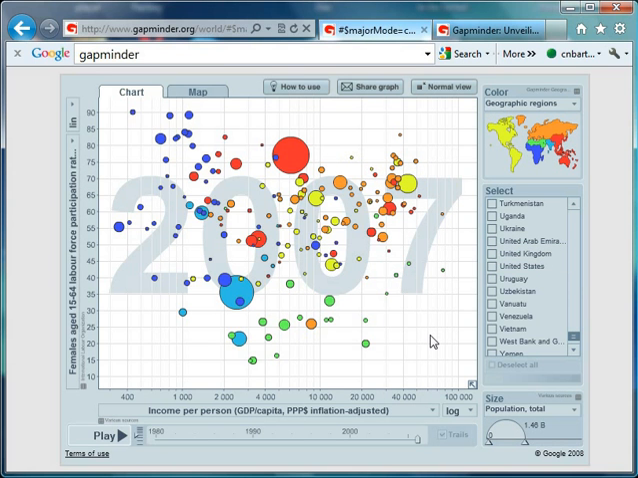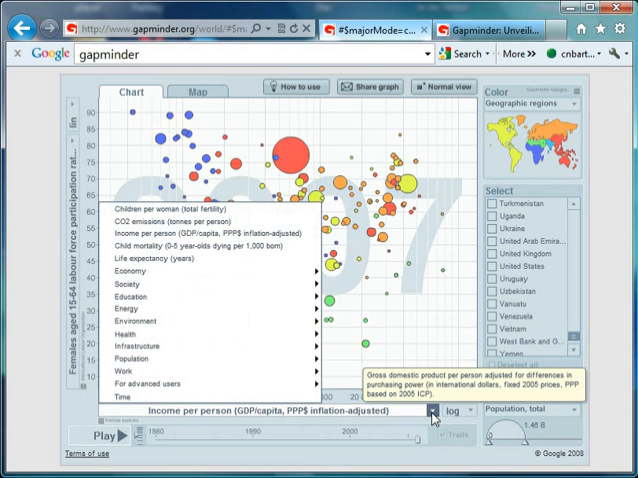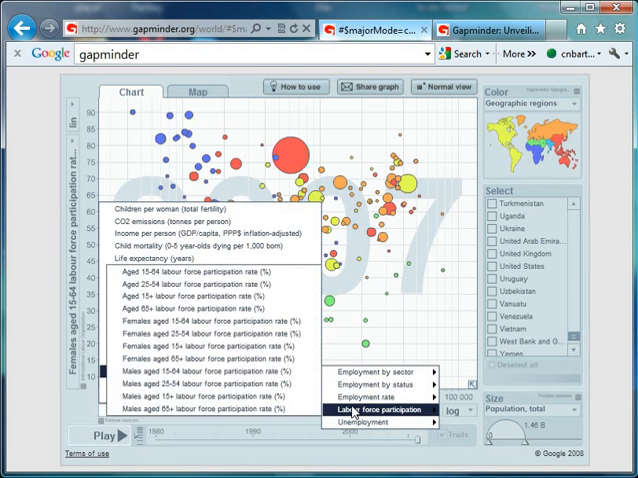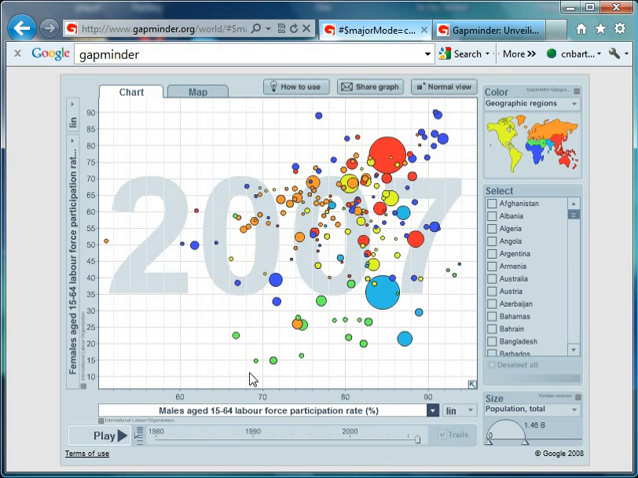Now, what happens if I put those two things together? So we'll keep females on the y-axis, but we'll whiz the male labour force participation rate onto the x-axis. What's this going to look like, and which countries are going to be where? Let's have a look here. So I go to work, I go to labour force participation, and I would like, please, the male labour force participation rate. Well, there you go.